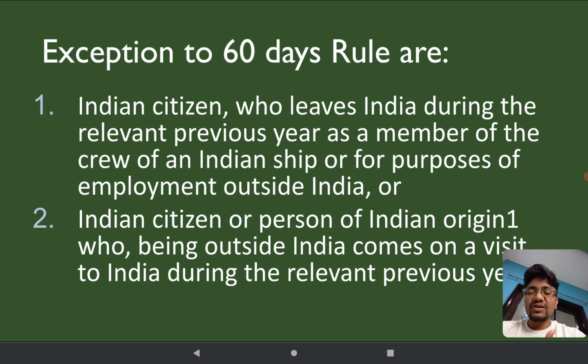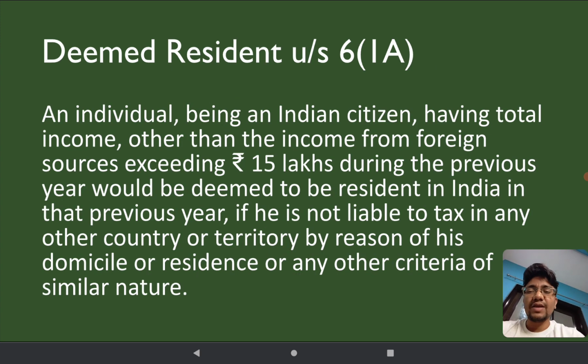Then the second condition says: an Indian citizen or person of Indian origin who, being outside India, comes to visit India during the relevant previous year. So somebody who is of Indian origin, for example an NRI, somebody who was born in India but now staying outside, if they come to visit India, to their family or for any reason, to see their property, of course they may have stayed in India for more than 365 days in the last 4 years. So for them also this exemption is given, that do not check the 60 days rule for them, check only 182 days. Simple enough.